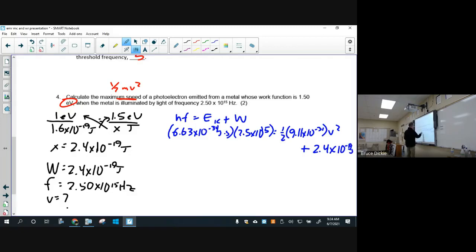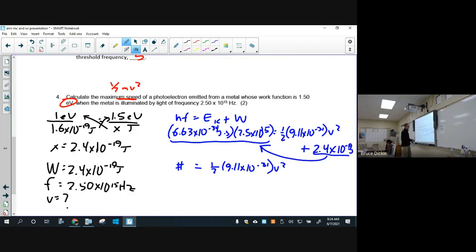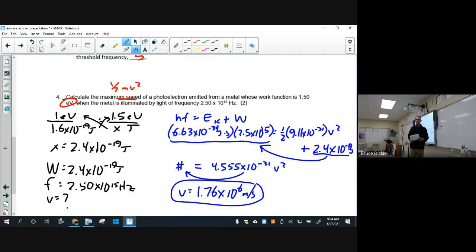So get this number on the left-hand side. I don't have it written down, so I'm not exactly sure what it is. Take the work function over by subtracting. So that gives you a number on the left-hand side equals 1/2 of 9.11 times 10 to the minus 31 times v squared. So what I would do at this point probably is calculate half of 9.11. That gives me 4.555, I believe, times 10 to the minus 31. And then we'll take that over by dividing. And then we'll square root to get speed. And guess what we get? 1.76 times 10 to the 6 meters per second, which is exactly in that range that we expect to get, right? 10 to the 6 meters per second for the speed of a charged particle. So I'm pretty comfortable with that answer.